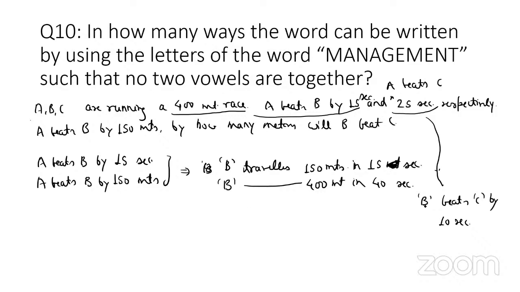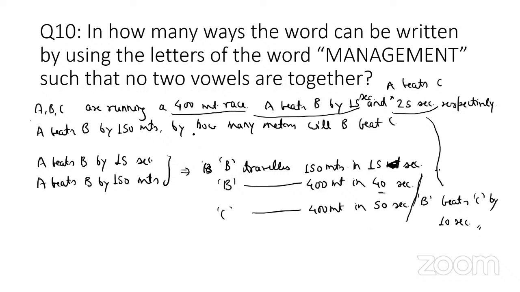Now, guys, if B beats C by 10 seconds, the journey which B travels in 40 seconds, C must travel the same journey in how many seconds? C must travel the same journey in 10 more seconds, which means 50 seconds. C must travel 400 meters in 50 seconds. We can simply say that, right?